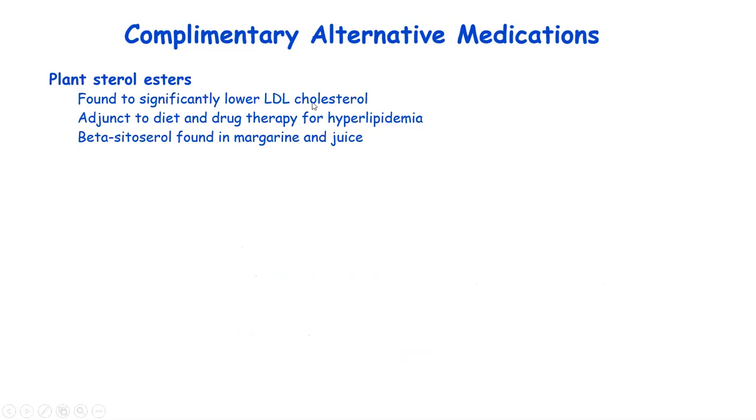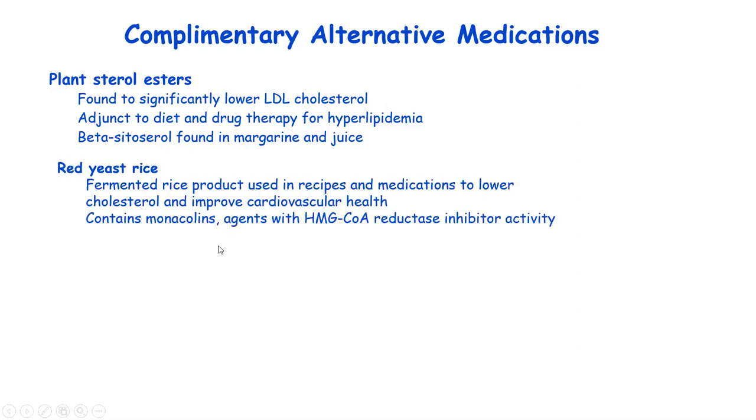You want to raise HDL, lower LDL. Adjunct means it's just something you use in addition to your diet and drug therapy for hyperlipidemia. Hyperlipidemia just is referring to your LDL, HDL, and triglycerides. Then there's beta-sitosterol. It's found in margarine and juices.